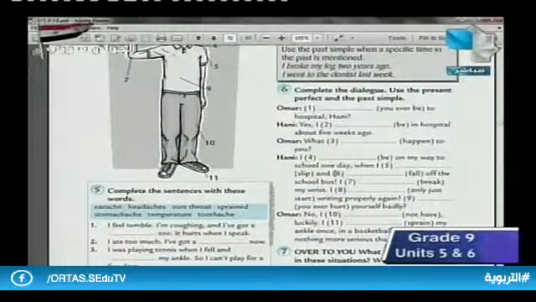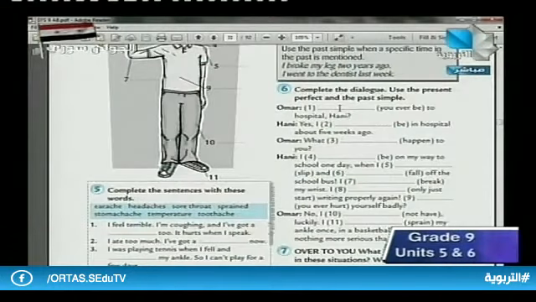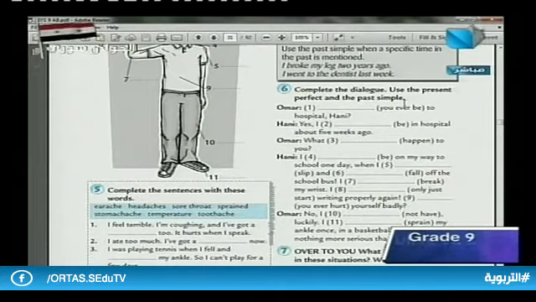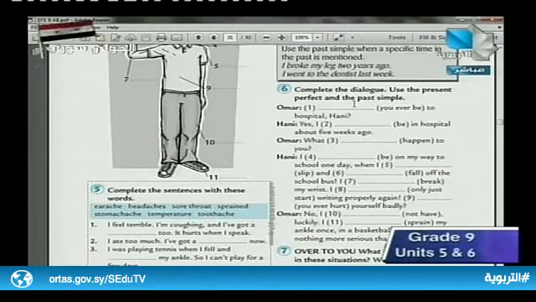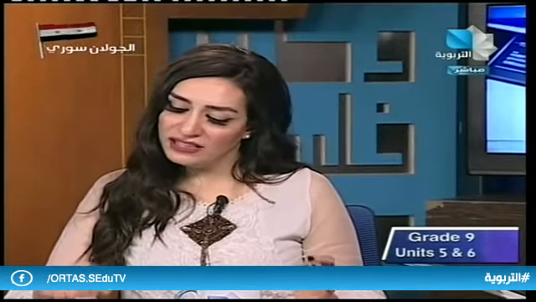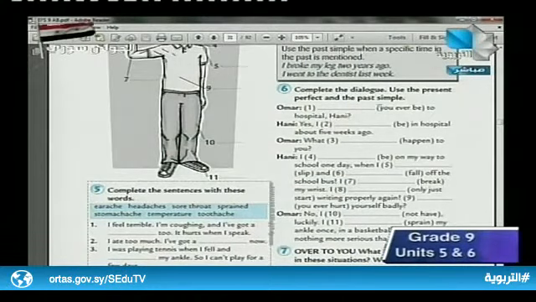Very nice. Now we can talk about Unit 6. We can do exercise 6, sorry. Complete the dialogue. We have a dialogue here. Use the present perfect and the past simple. Here, I think it's a good practice, a good comparison between these two tenses for students to differentiate between simple past and present perfect. Let's try to do it, please. Omar: Have you ever been to hospital, Hani? Hani: Yes, I was in hospital about five weeks ago. So let's stop here. Let's talk about the first question and the answer.